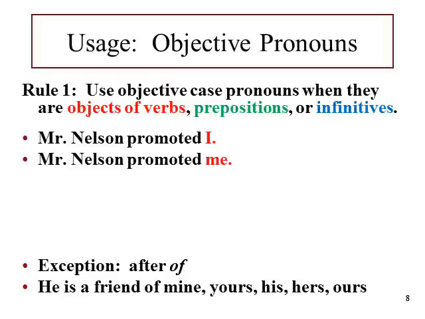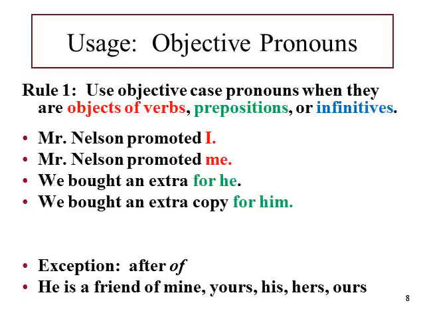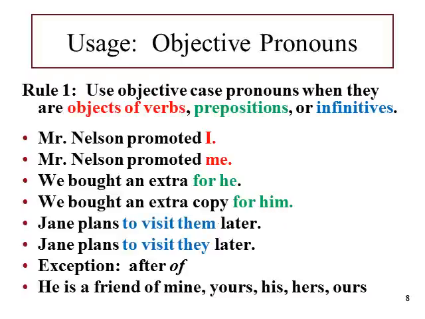Well, you know what an object of a verb is. Something as simple as this. Would you say Mr. Nelson promoted I or Mr. Nelson promoted me? You know you would choose Mr. Nelson promoted me. This is the object of the verb promoted. But what about this? We bought an extra copy for he, or we bought an extra copy for him. One should sound right. That's right, because we've got a preposition here, and this is called the object of the preposition. We use the objective case.